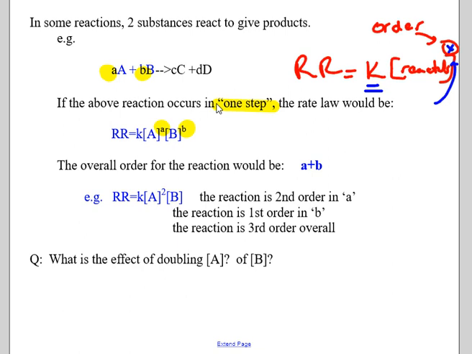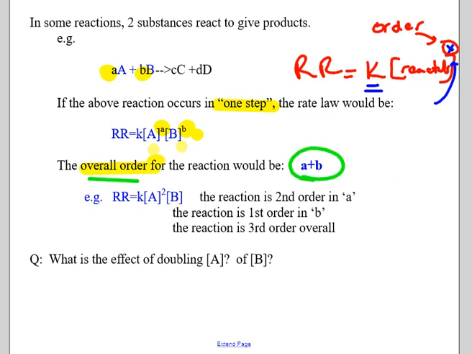Sometimes I'm going to tell you that that happens. Mostly we cannot assume it. But for the point of understanding some of the vocabulary, in this case we will. The order for the reaction then is a order in A, b order in B, and the overall order of the reaction would be the sum of a and b.